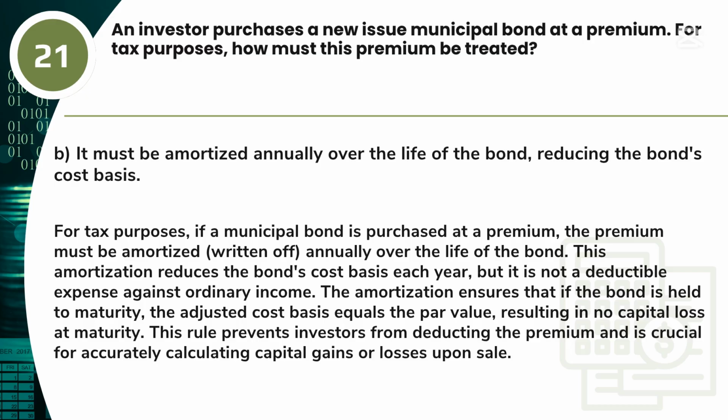The amortization ensures that if the bond is held to maturity, the adjusted cost basis equals the par value, resulting in no capital loss at maturity. This rule prevents investors from deducting the premium and is crucial for accurately calculating capital gains or losses upon sale.